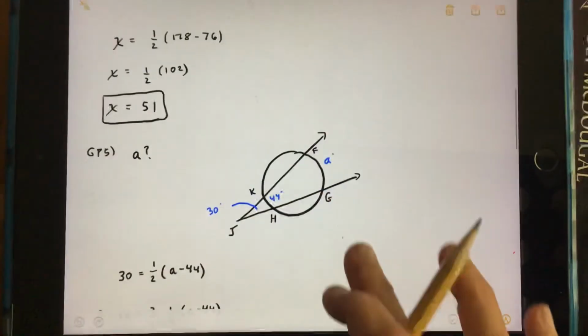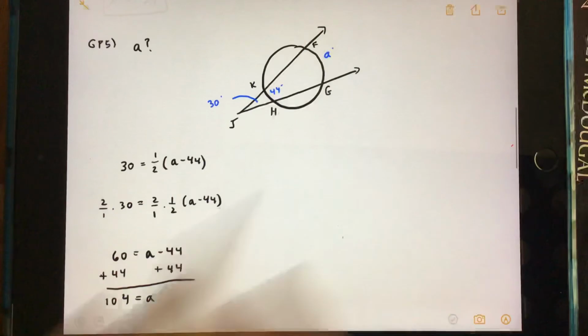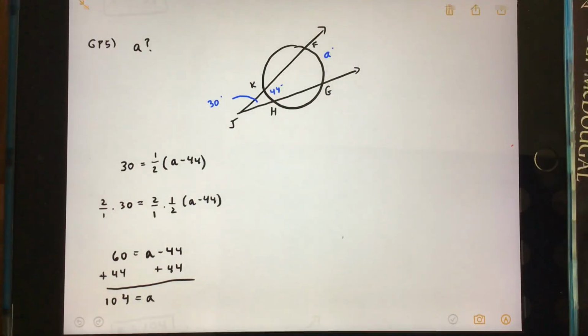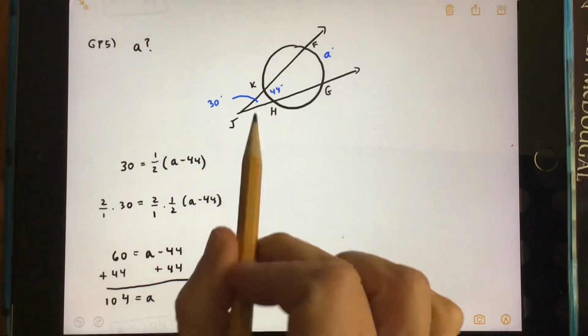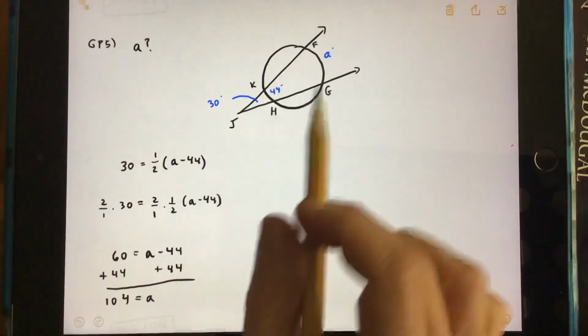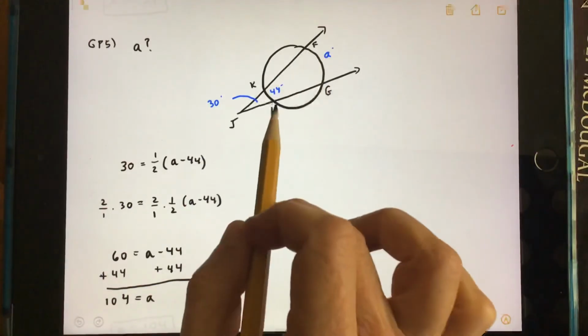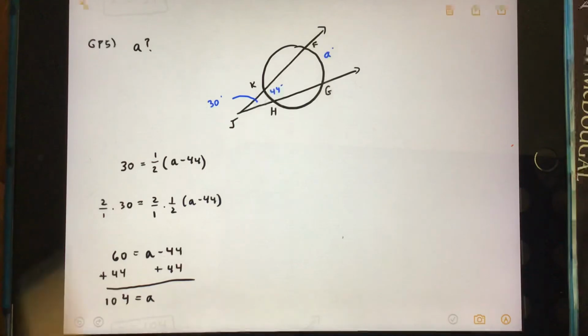Guided practice 5 will be similar. This time we have two secants that are intercepting two arcs of a circle. Again, the relationship will be the same. That angle outside will be equal to half of the difference of those two intercepted arcs. So A minus 44, take half of that amount, and that'll give you the 30-degree angle that you see there.